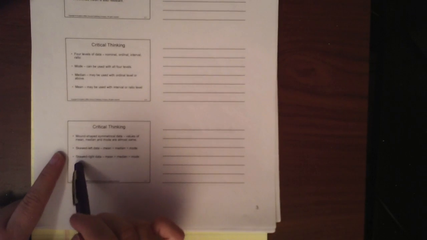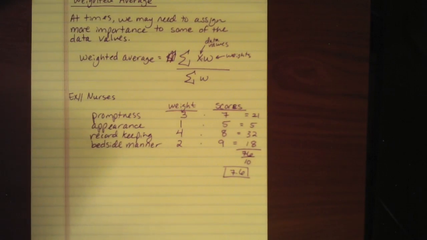And also there's some great graphics in your book looking at how skew affects the relative values of the mean, median, and mode. So take a look at that in your book too. There's some graphs showing you that.